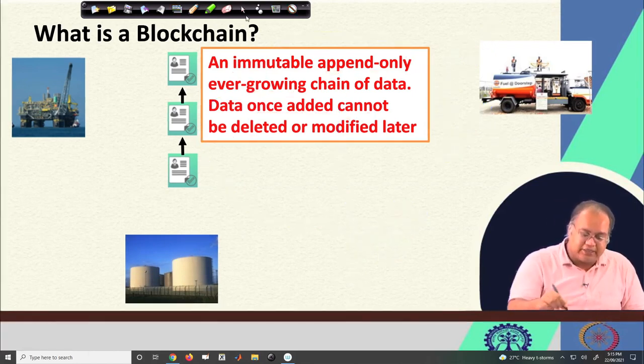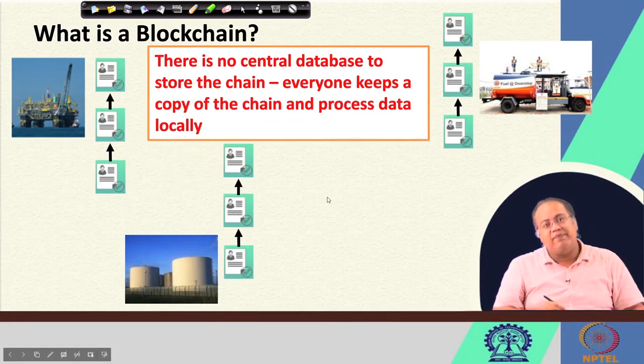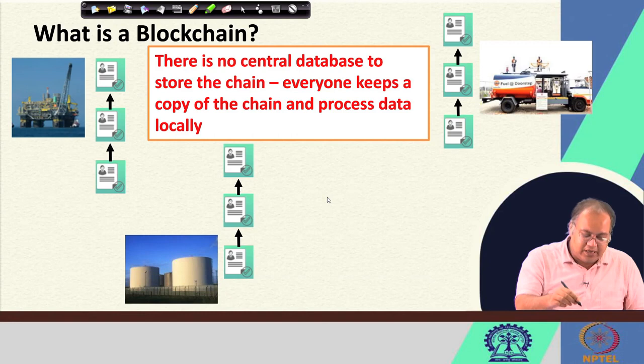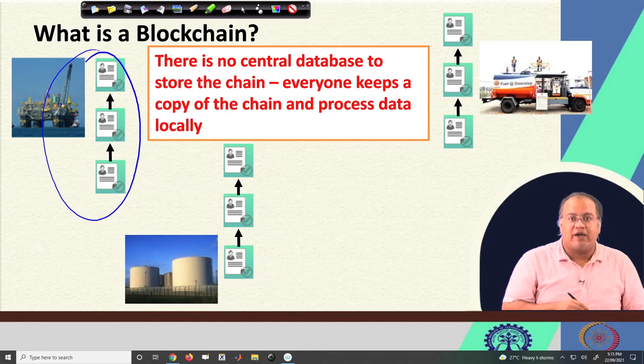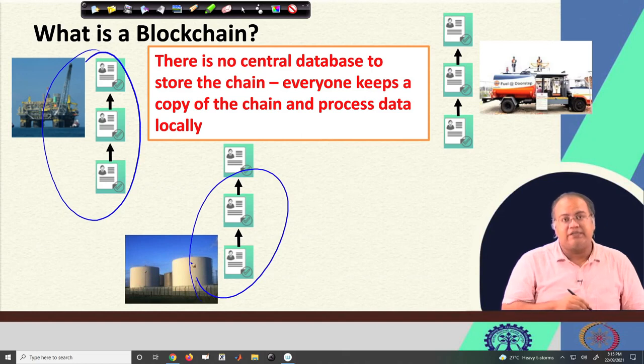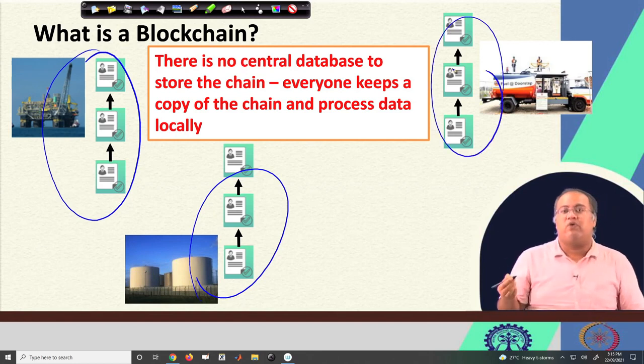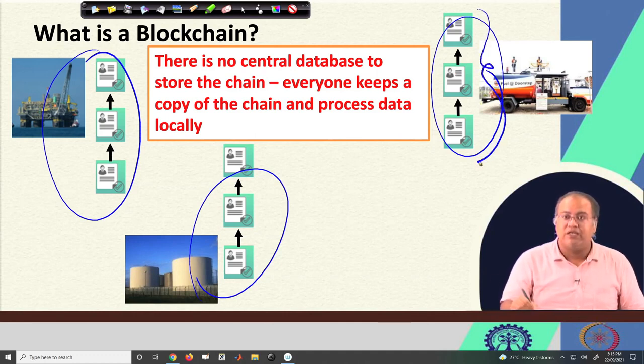So the thing works in this way. Every individual player maintains their copy of the blockchain. So here I have one copy of the blockchain for this particular organization. This organization, which is possibly a refinery, maintains its own copy of the blockchain. Then the distributors who are there maintain their own copy of the blockchain. That way everyone is maintaining their own copy of the blockchain, and they process the data locally. So whenever you need to find out something, you just do a local processing on that data source and find out the answer to your question.